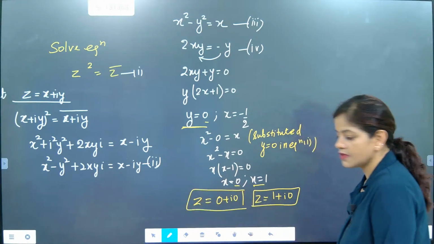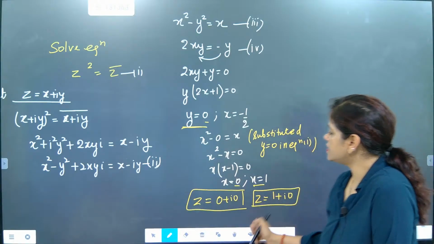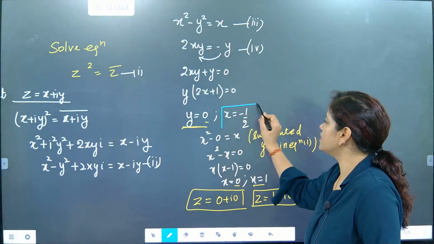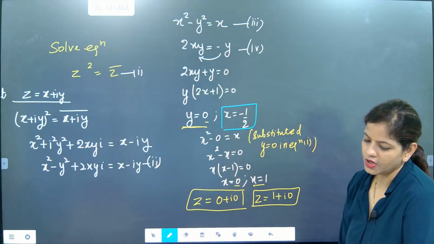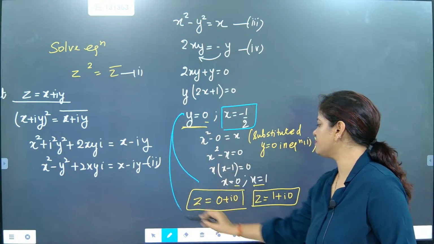But this is not the end, because you have another value, and that other value is x is equal to minus 1 by 2. With y is equal to 0, you got two complex numbers.